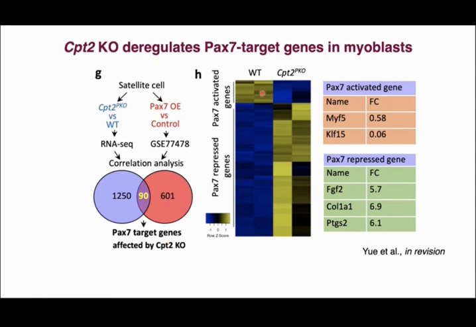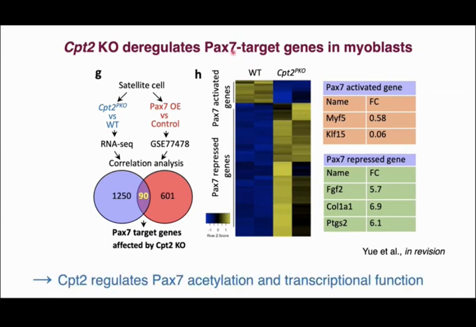Among these 90 shown here, what you can see is that normally genes activated by PAX7 in wild type, yellow meaning activated here, are reduced, whereas genes that are repressed by PAX7 in wild type are elevated in the knockout. These are some examples of how these genes change, which means that this knockout deregulates PAX7 targeted genes. Because PAX7 itself regulates gene expression, it means that the knockout of CPT2 actually affected the PAX7 function, okay.